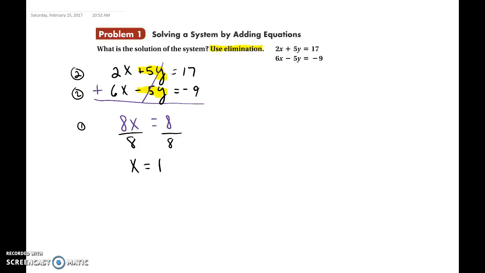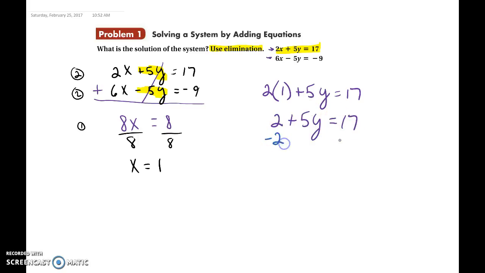And now we can substitute x into either of these equations. It doesn't matter. Neither one of these are really set up for us to solve very easily. So I'm just going to go ahead and substitute it into the top equation. So then we'll have 2 times x, or 2 times 1, plus 5y is equal to 17. So 2 plus 5y is equal to 17. We will then subtract 2 from both sides.